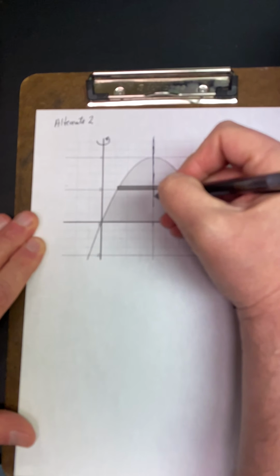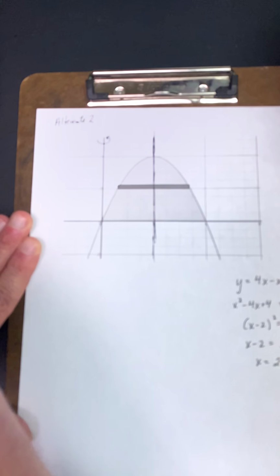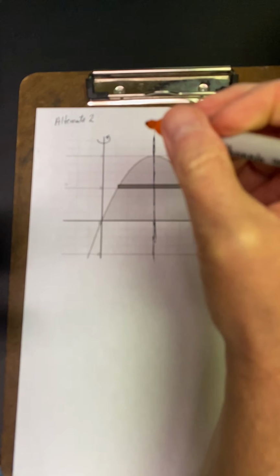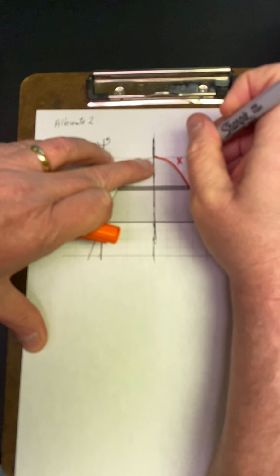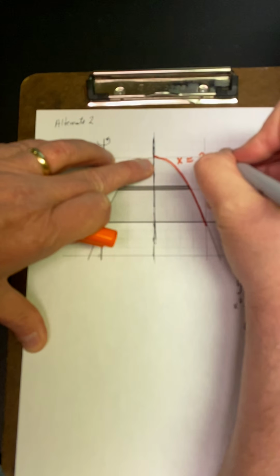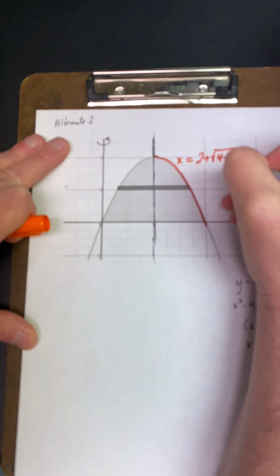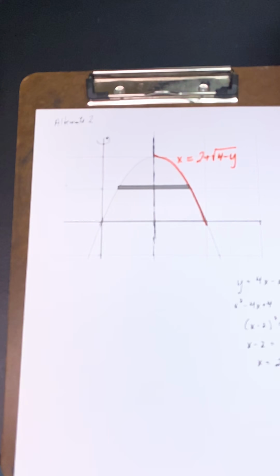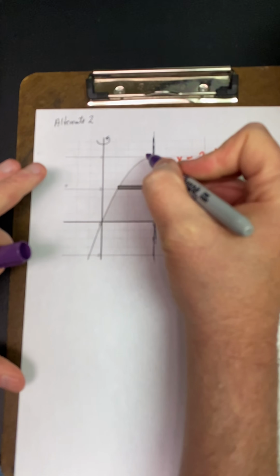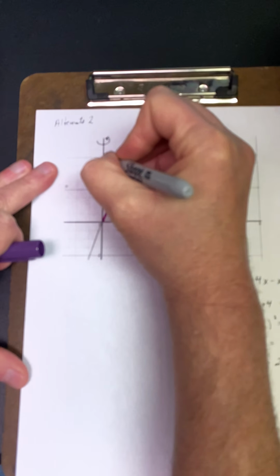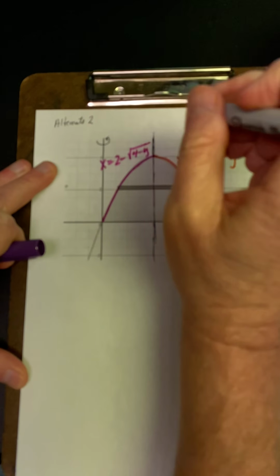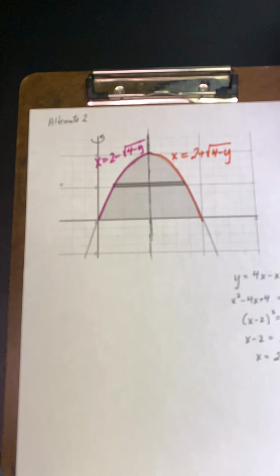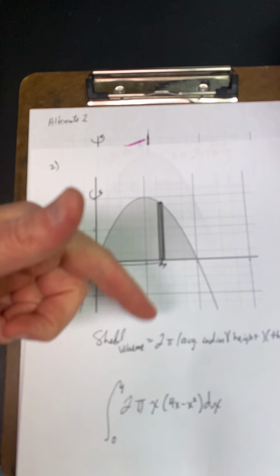And it's got this center here. So really what we see here is the right half of this function, the graph of the function x equals 2 plus the square root of 4 minus y. And the left half of this graph is x equals 2 minus the square root of 4 minus y. And that is hard to do. That's why I would suggest not doing that, but instead using the vertical rectangle with the shell.